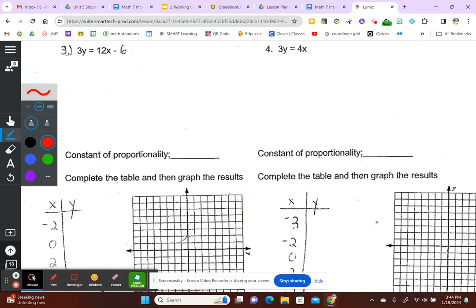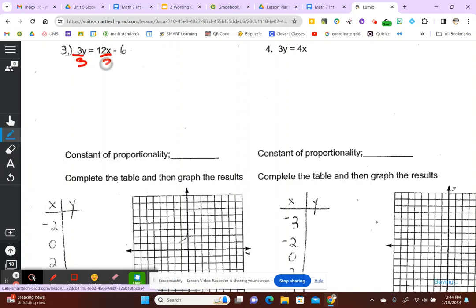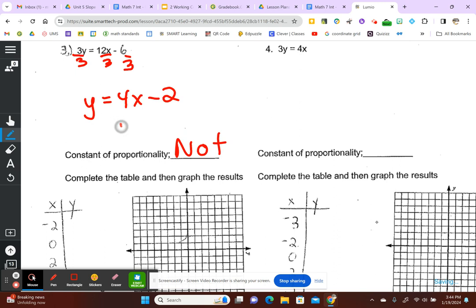Okay, so for this one, I divide by 3, divide by 3, divide by 3. Y equals 4x minus 2. This is not a proportional relationship. B does not equal 0. If I go to graph it, it's going to look like this. It's not going to go through the origin.